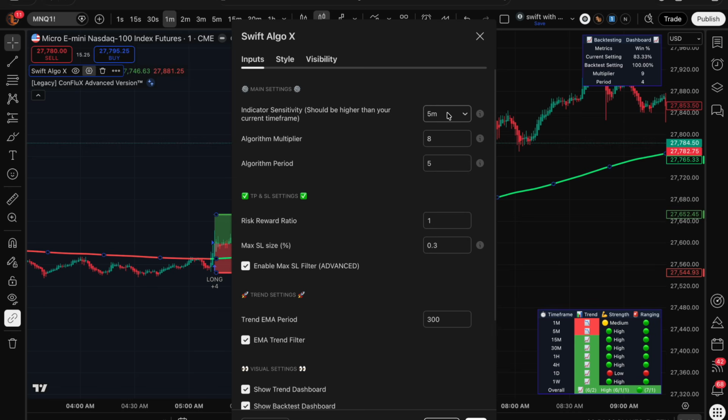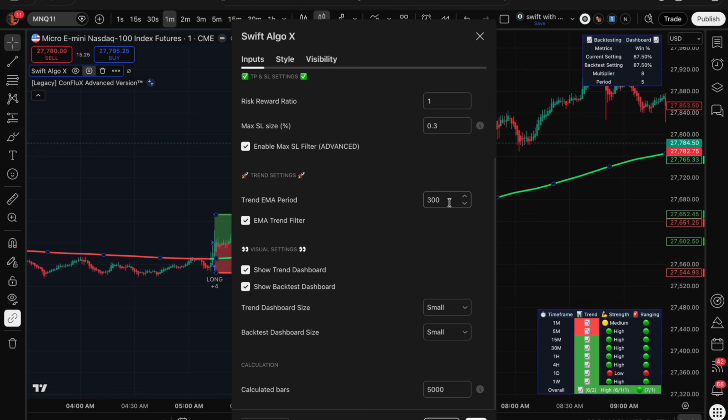I most likely will be using the 5 minutes. And risk to reward, I'm probably gonna be using 1-to-1. I know some of them use a 0.5 or 0.9, but as for me, I'm probably gonna stick to 1:1. And for the max stop loss size filter, some are using 0.3, and make sure this is enabled. And I know some are using 0.4, but for me, I may stick to 0.3. And then for the EMA, I may stick to 300. I know most of them are using the EMA 200, but for me, I may actually stick to 300 for the EMA.